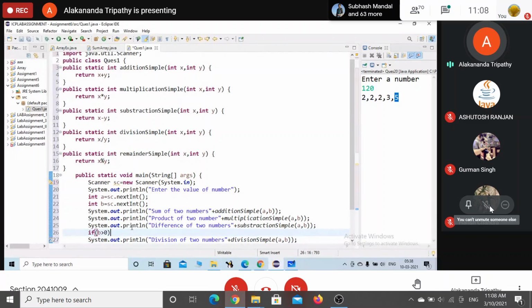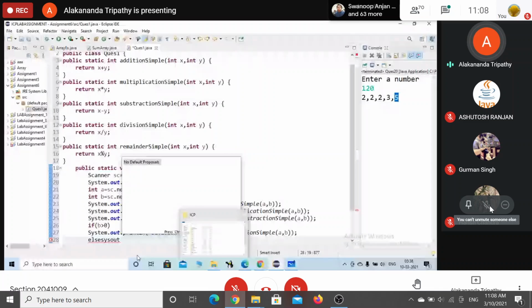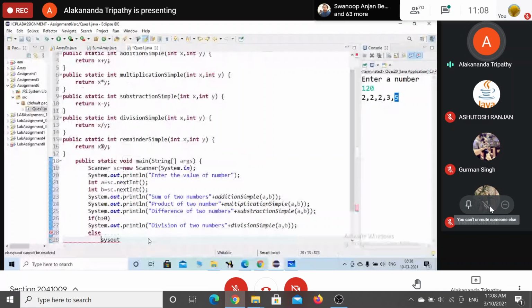अगर y का वैल्यू 0 हो गया तो क्या होगा? Division is not possible. Else division is not possible. You need to write the statement. Division is not possible. Okay, here I am doing everything in a single statement.